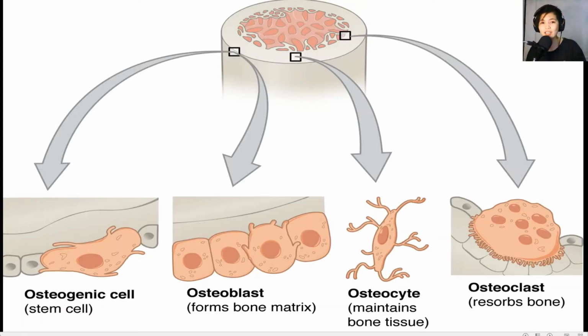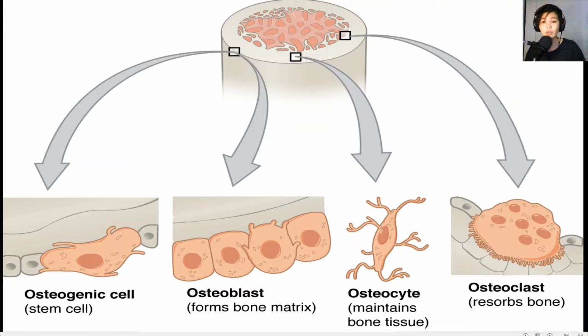Now let's discuss the different cells that can be found in your bone. So the first one is osteogenic cells or osteoprogenitor cells that are located in the periosteum or endosteum. These are capable of being transformed into osteoblasts, which are bone forming cells, or osteoclasts, which are bone destroying cells during the times of stress and healing.